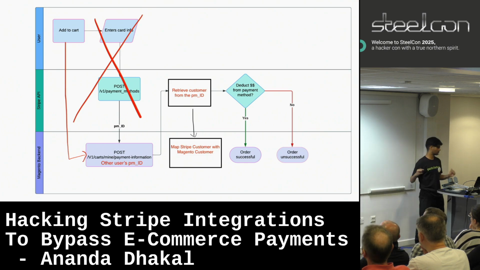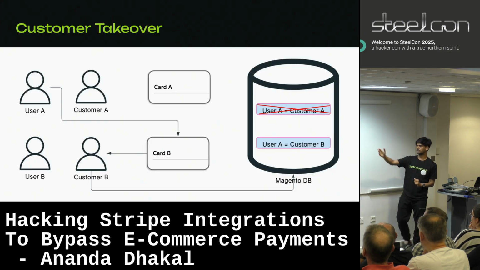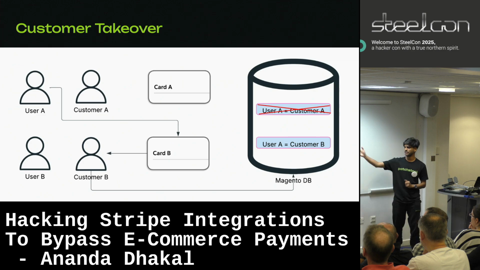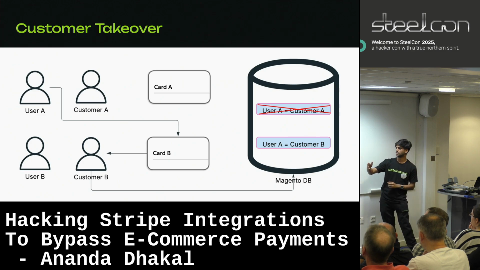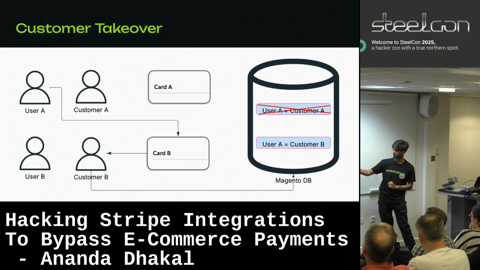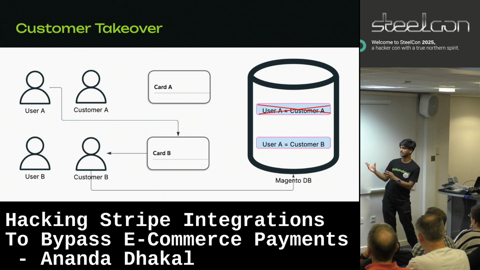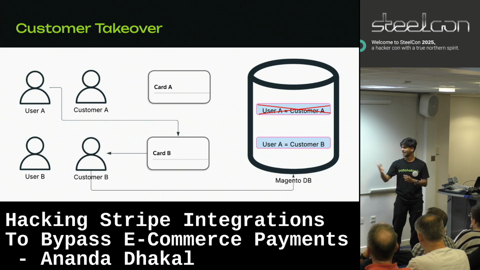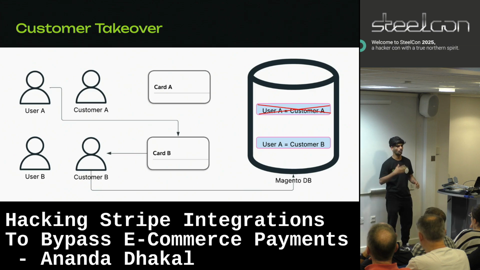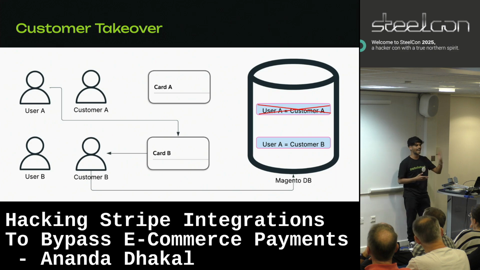What's interesting here is that the Stripe customer is mapped with the Magento customer as well. So we have these two users, user A and user B. User A tries to use card B, which user B owns. But when user A uses card B, the backend takes in customer B and maps it in the Magento backend, basically overwriting the user. So if we use someone else's card, we're basically that user.